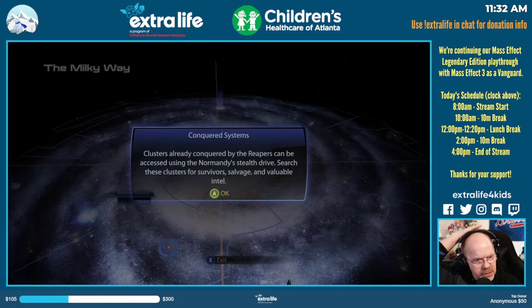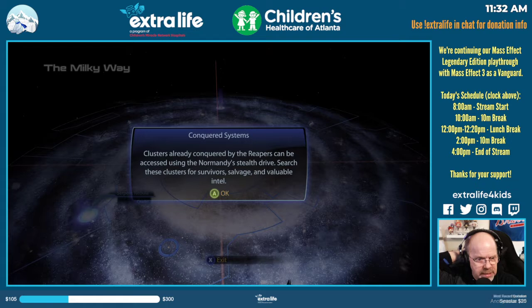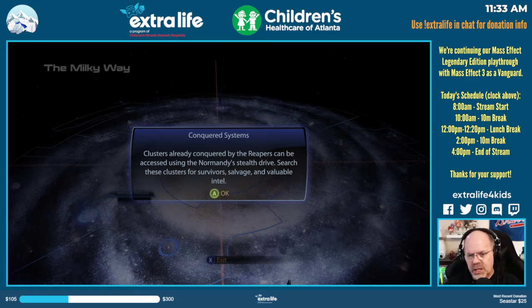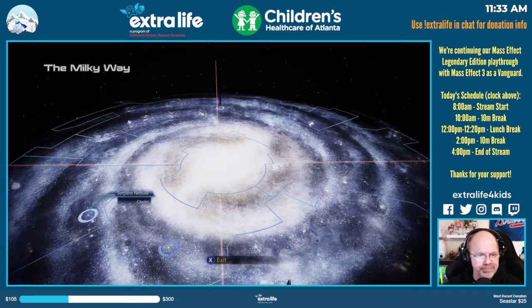Conquered systems. Clusters already conquered by the Reapers can be accessed using a Normandy stealth drive. Search these clusters for survivors, salvage, and valuable intel.